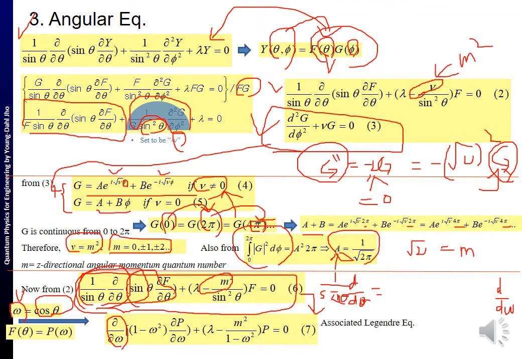Okay, so round W, and here sin theta, and then round theta. Okay, sin theta, round theta.